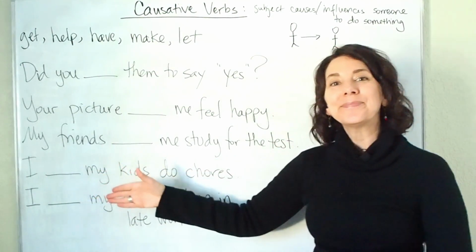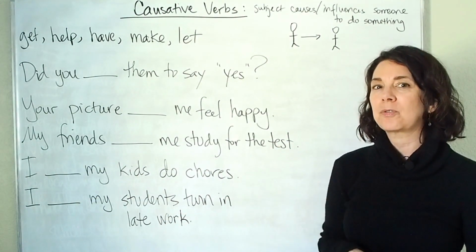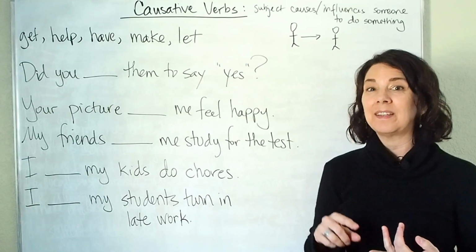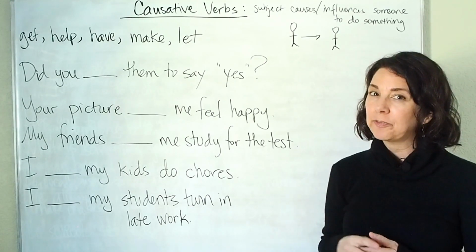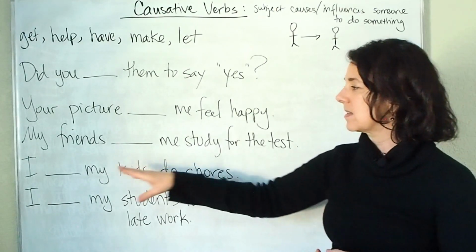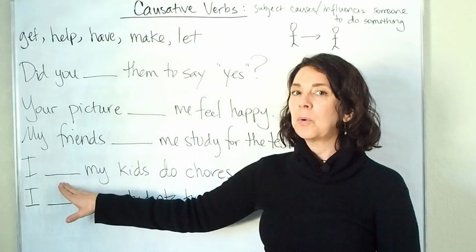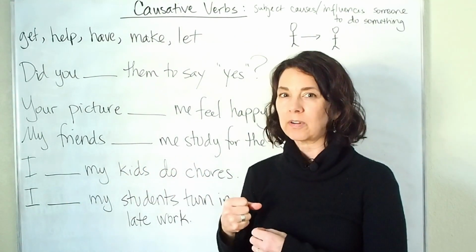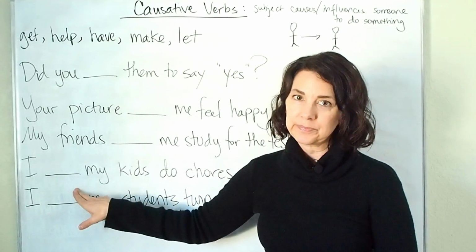Next, my kids do chores. So think about chores. Chores are things like vacuuming, cleaning the kitchen, cleaning the toilets. It's not very fun work. So I could say here, I have my kids do chores, or to show a stronger meaning, I could say, I make my kids do chores.